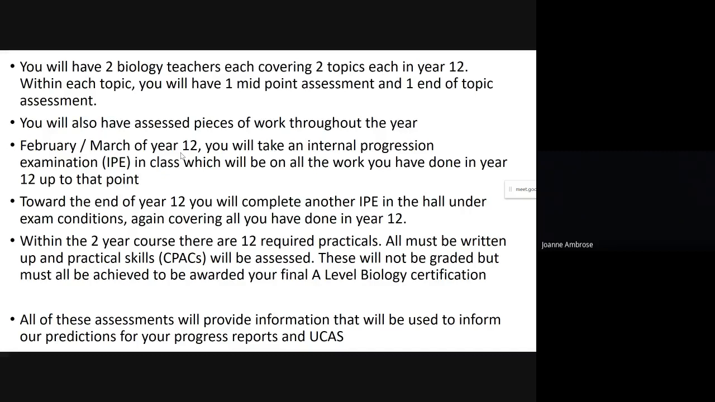There are 12 required practicals throughout the 2-year course. All will be written up, and we have to assess your practical skills known as CPACs. You need to pass all of these in order to get to your certification. The exam itself is 100% examination for A-Level Biology, but without this endorsement from us, you will not be able to pass. This includes things like risk assessments, method writing, method research, referencing, data analysis, so all of those things. So we can tick them off as you having done them. So it is important that you do your 12 required practicals.